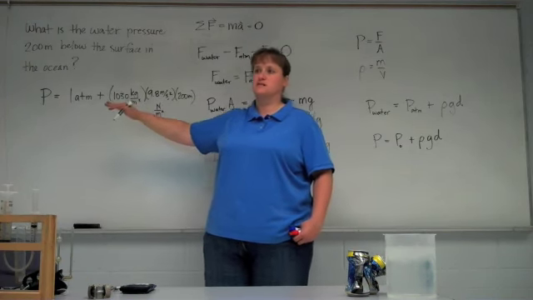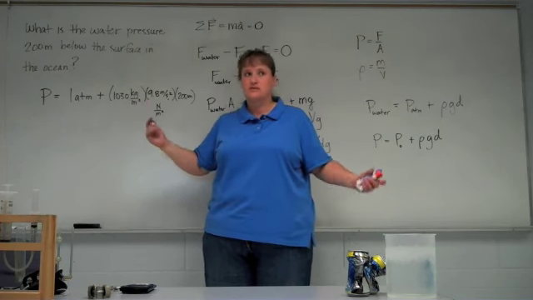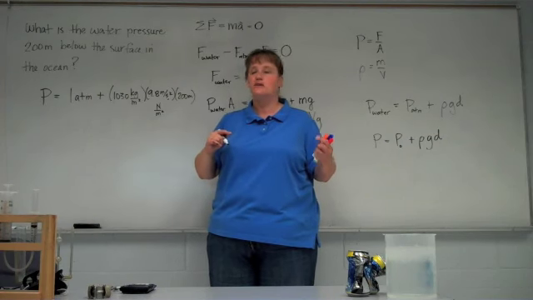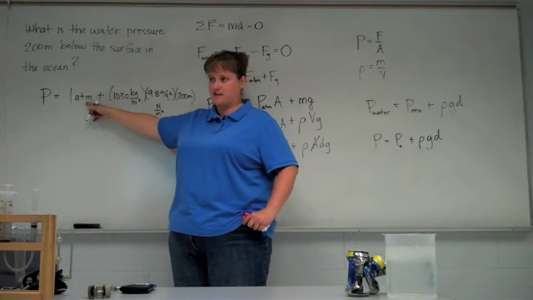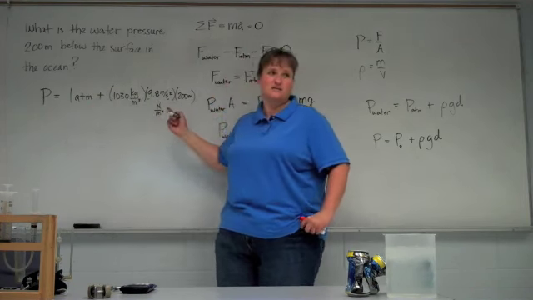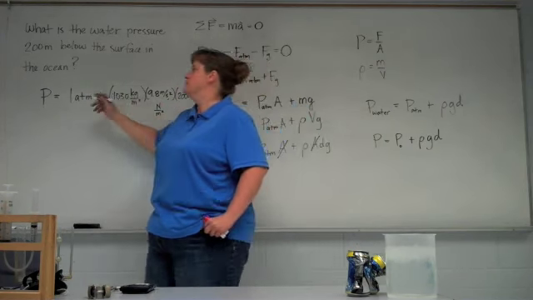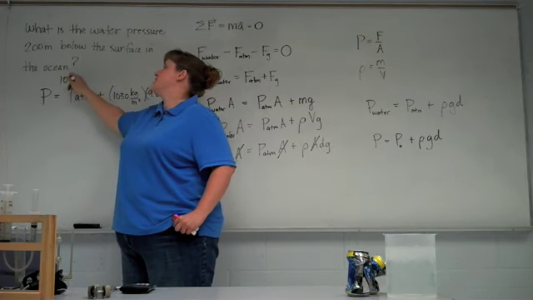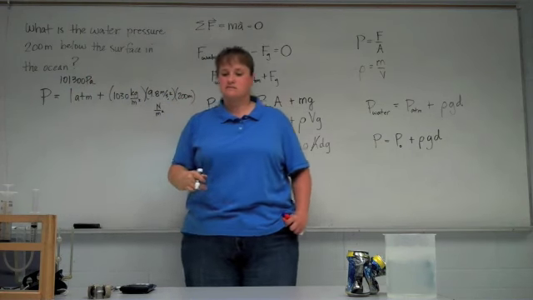We can't directly add newtons per meter squared to atm. It doesn't make sense. It'd be like trying to add 5 feet to 40 meters. They're not interchangeable. So we need to convert this to Pascals, and then we can add it. Or we can convert this to atm and then add it. It doesn't really matter. Since I know 1 atm is 101,300 pascals, I'll just go ahead and do that.